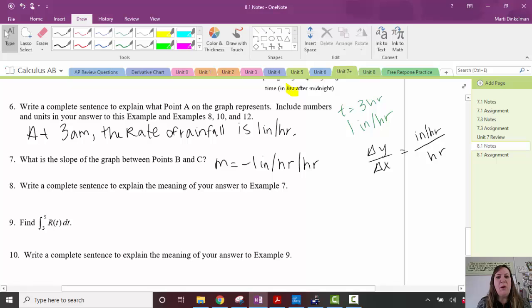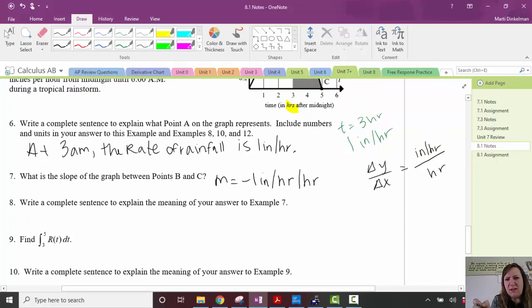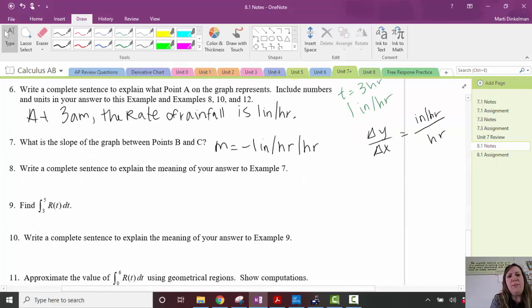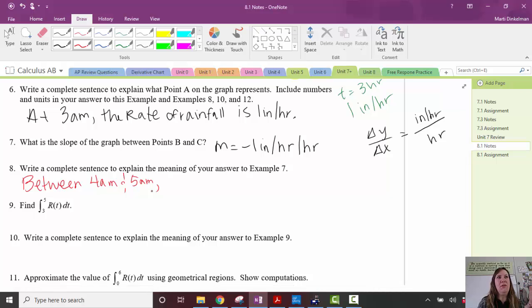There's a couple things. We want to talk about when, just like we did on number 6 there. So it's between the hours of 4 a.m. and 5 a.m. Okay, so that describes the when. And what's happening is our rate is negative. So our rate is actually decreasing because we get a negative. So we want to say something about that. So like the rate of rainfall is decreasing.